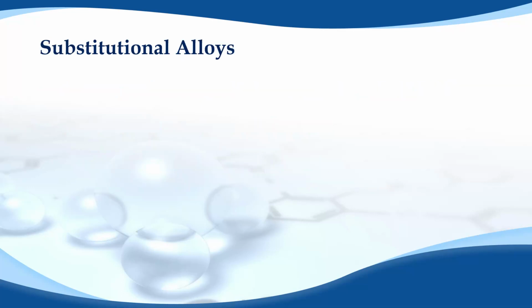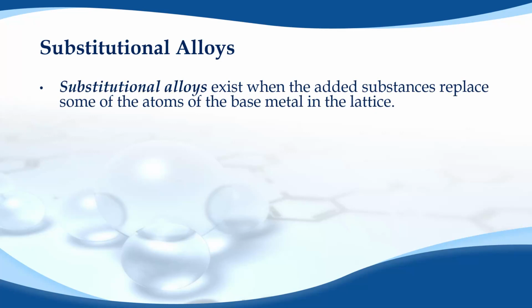So a substitutional alloy is exactly what it sounds like. We are taking the metal solid, the metal lattice, and we are replacing atoms of our base metal with atoms of the new metal that we're using to make the alloy.